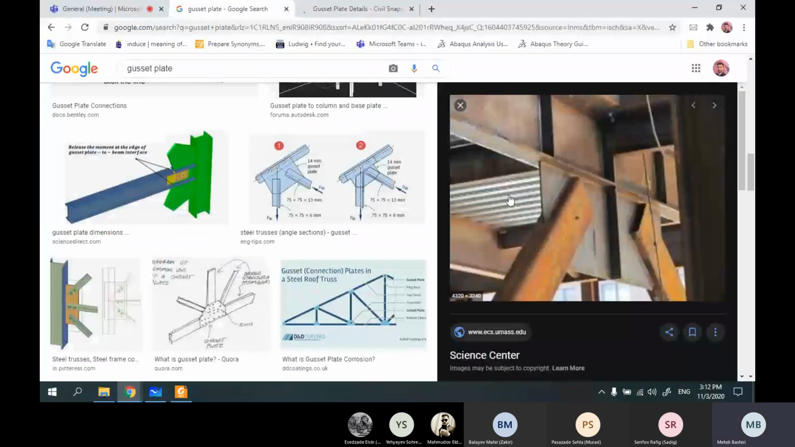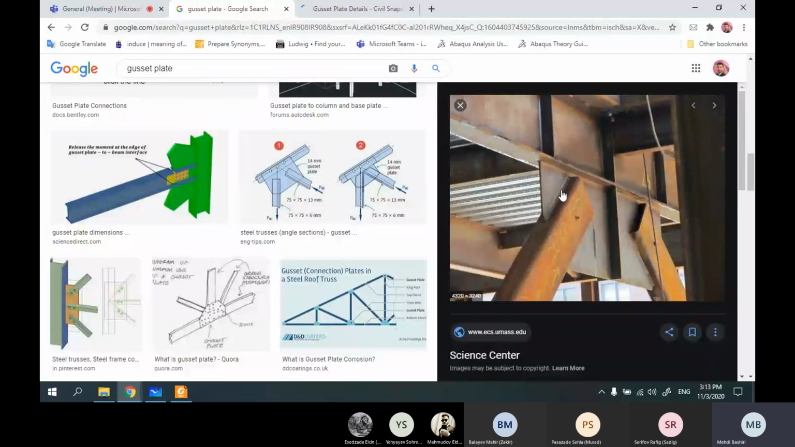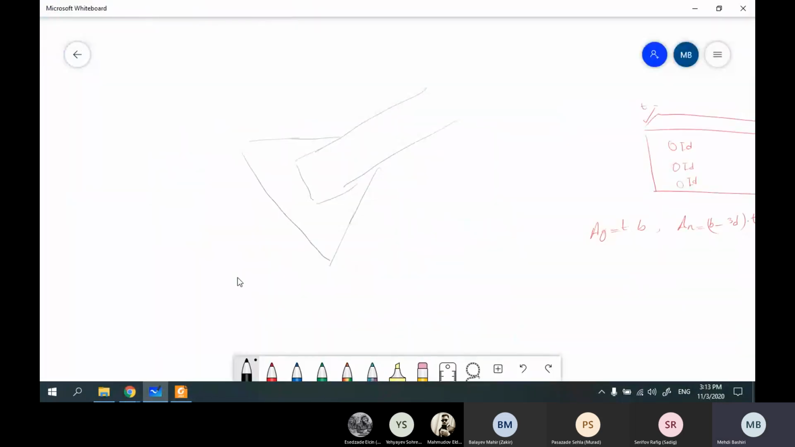Here, this member is a brace, for example a tube member, connected to this plate, and this plate is called a gusset plate. I'll explain it in future, but right now I'm talking about the connection. This member connected to this member was connected to this plate. When we have a connection, we have another phenomenon.